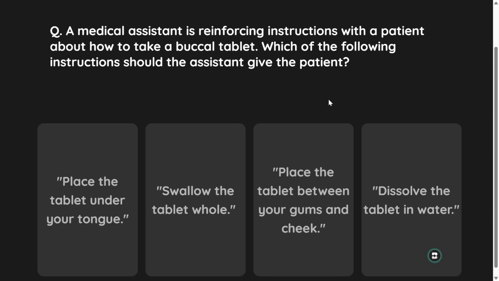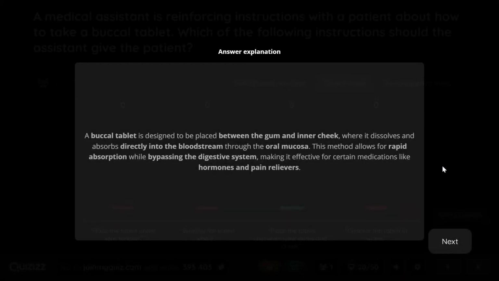Now, this is going to be to place the tablet between your cheek and gums. If we're looking at option A, where it says place the tablet under your tongue, this would be called sublingual. Under the tongue to dissolve is sublingual, but placing it between the cheek and the gums is what we call buccal. With the buccal method, the medication dissolves here and actually absorbs directly into the bloodstream through oral mucosa. The method allows for rapid absorption while bypassing the patient's digestive system. All right, next question.